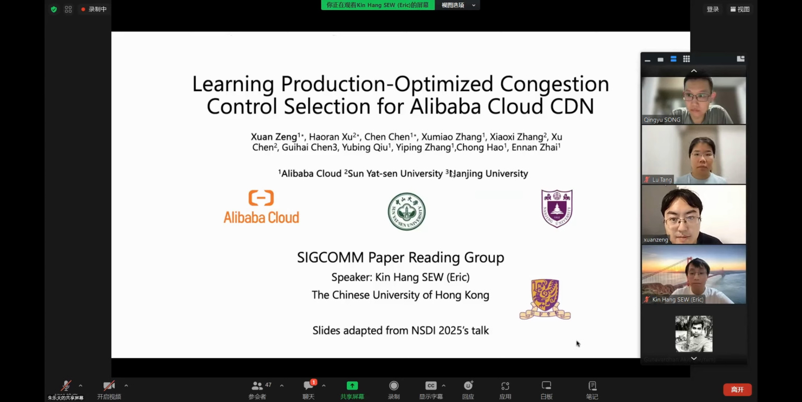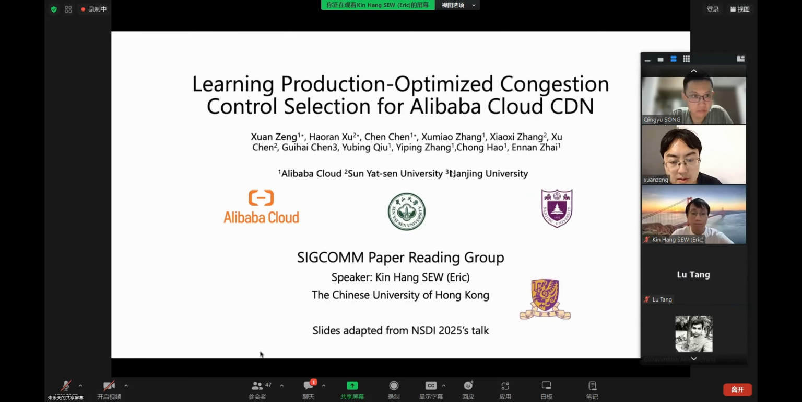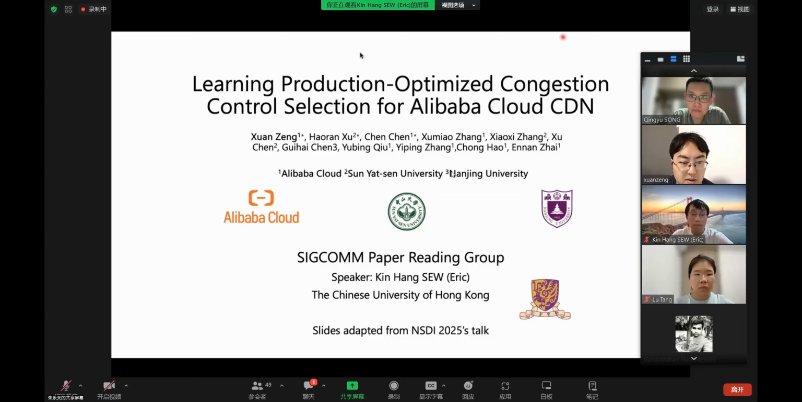So the goal for this paper reading group is both educational and research. For the purpose of education, every 2 weeks we invite a student. Anyone can volunteer, or I'll try to find one who I know to present a paper from SIGCOMM or NSDI or other top conferences. And in the second part of the meeting, we will invite one or two authors of the paper to join the live Q&A and discussion.